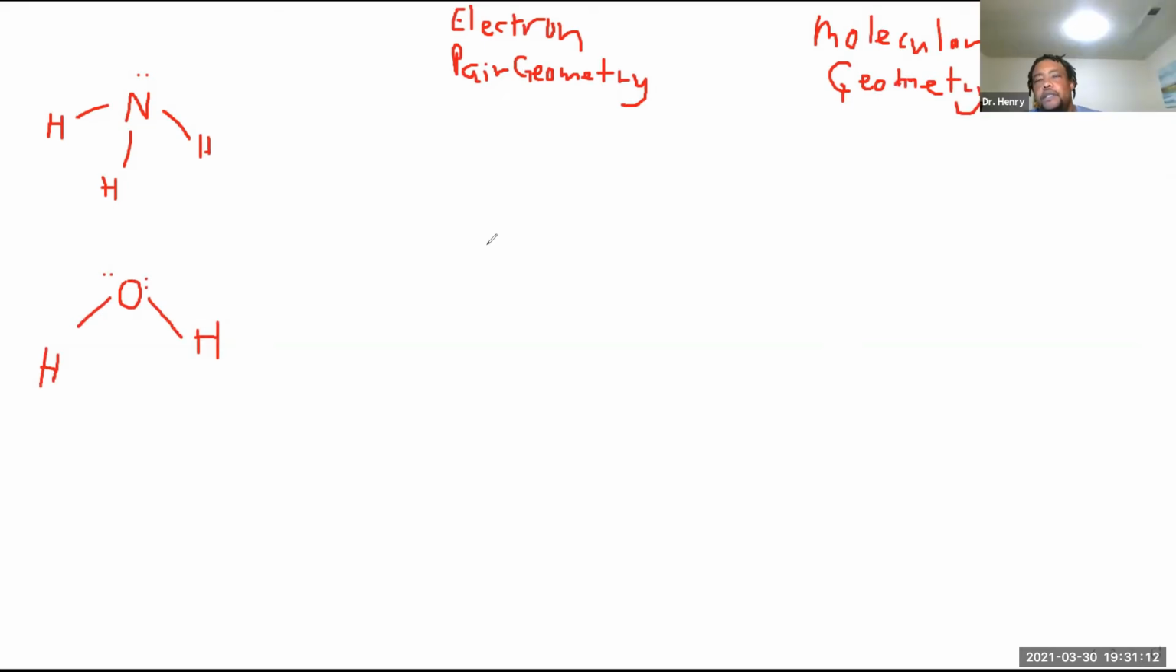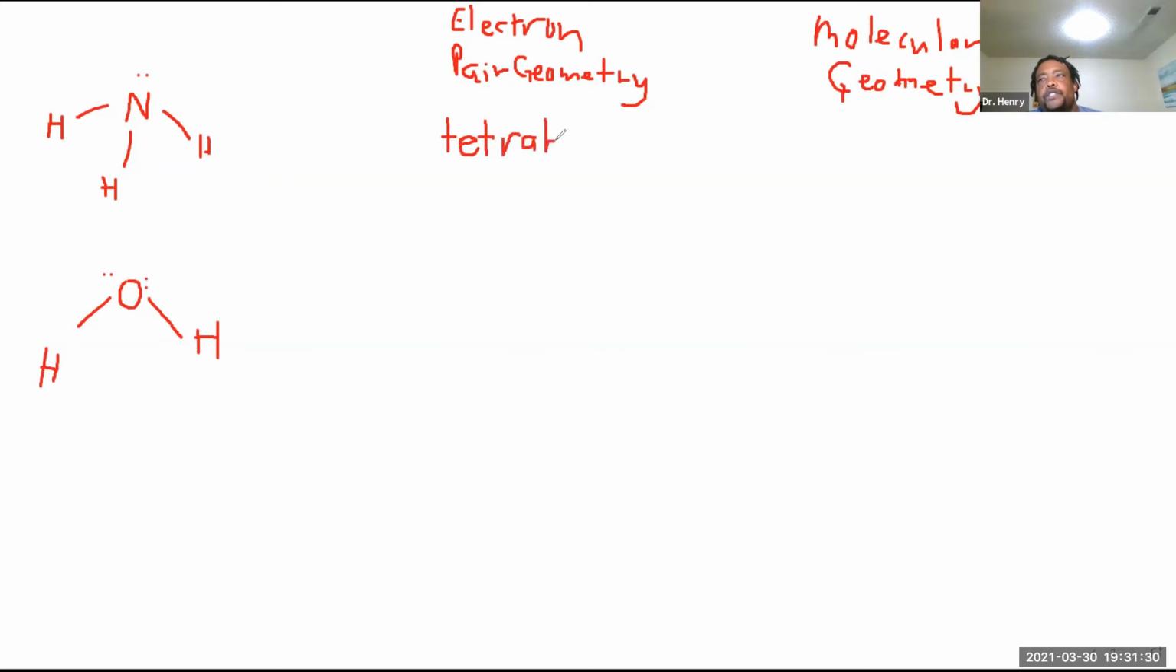Okay. So this guy here has 4 attachments. The lone pair counts as an attachment. 1, 2, 3, 4. So it's going to be tetrahedral for the electron pair geometry.